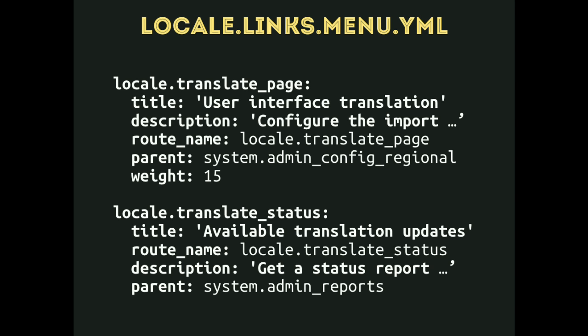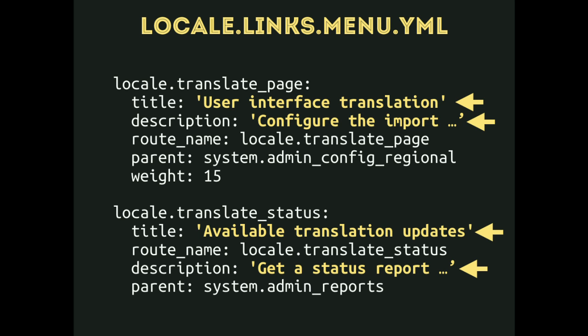locale.links.menu.yaml, which is the user interface translation page, by the way. And we have the title and description keys there that take text. So these are special keys. The POTX module that does the string extraction knows about these keys, and Drupal in PHP logic translates these strings later on. So you don't actually need to care about using the T function here or anything like that.